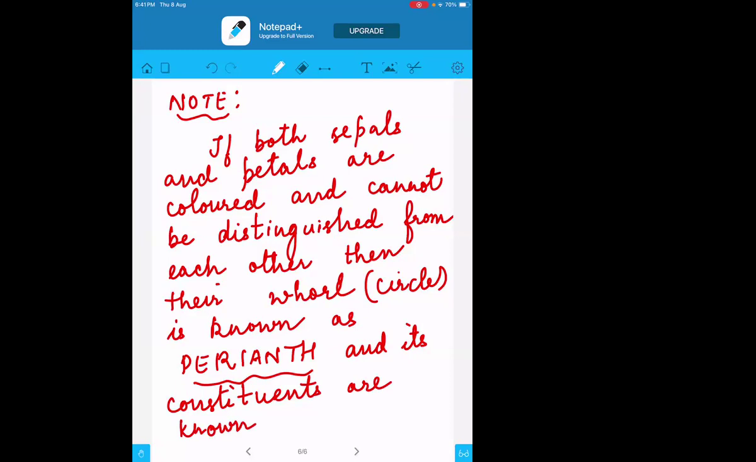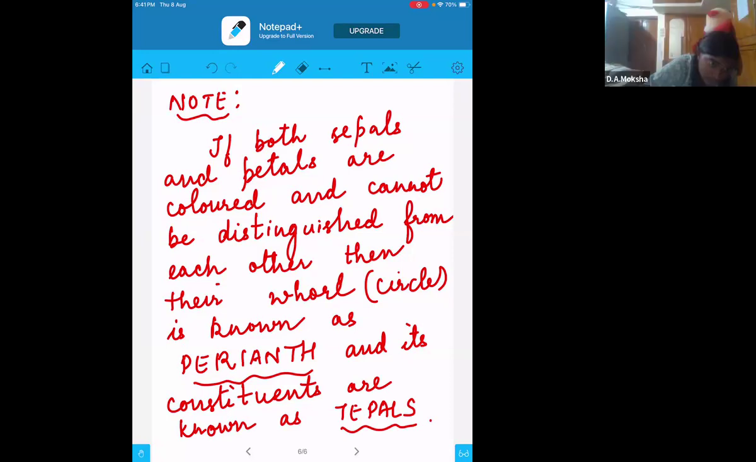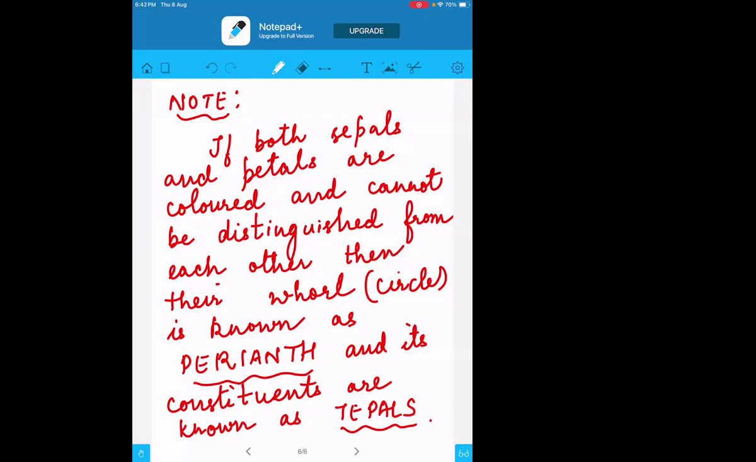So sepals are green, petals are colorful, whereas tepals means when we cannot identify them separately. Clear, children? Understood what is perianth? When you cannot identify the sepals and petals, that is called the perianth. Any doubt, children, in this? This is again a very important thing.